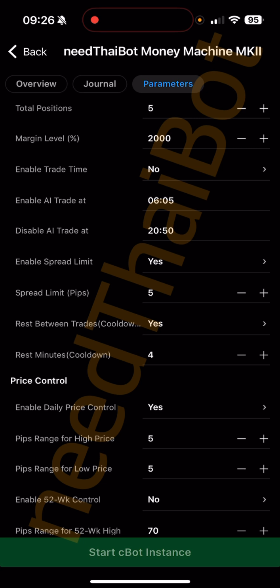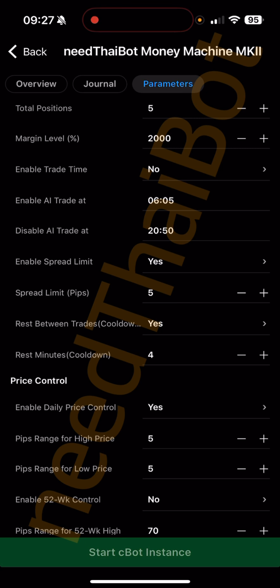So basically when there's less volume on the market, like some time period when people are not doing trades, the spread goes up, and the market is moving very slow. When you set the spread limit, the bot will not open the trade during that time period. So when the spread is lower, like below 5 pips, then it will continue doing the trade for you.